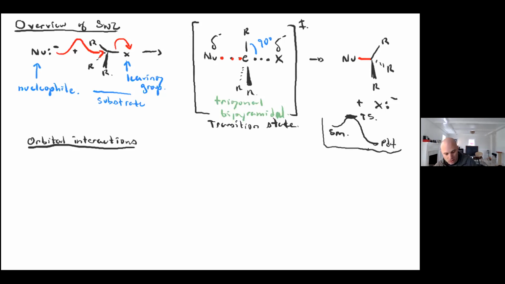We're going to use as an example the reaction of fluoride with methyl chloride to give fluoromethane and chloride anion. What orbitals are involved? The F minus is sp3 hybridized, and so it has a lone pair in an sp3 orbital.